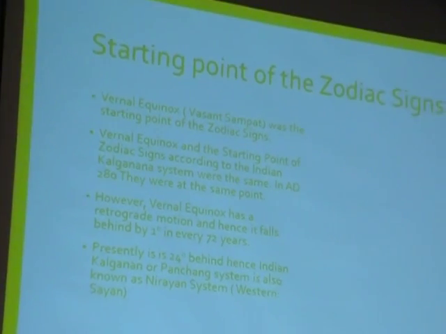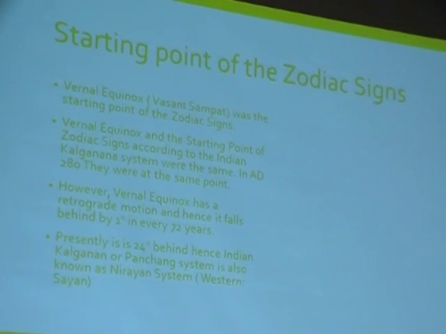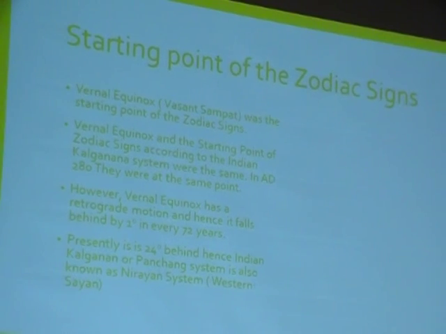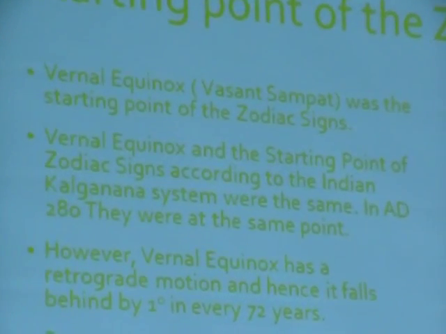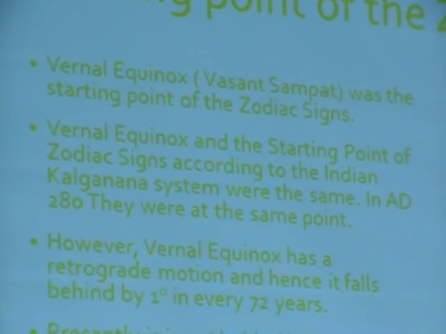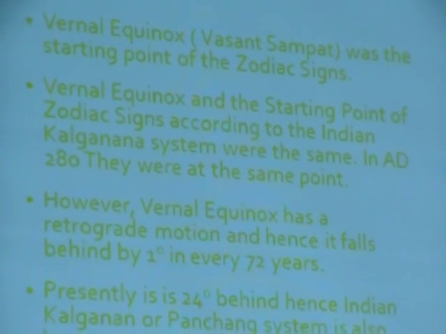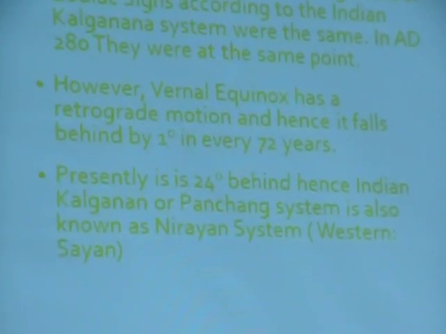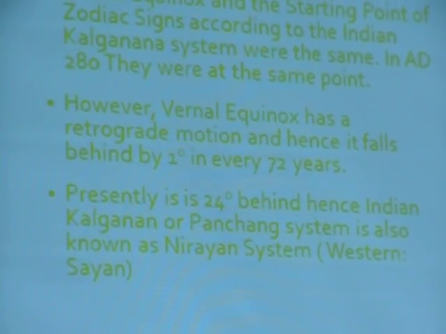Initially, the vernal equinox and the starting point of the Bharatiya calendar were the same.